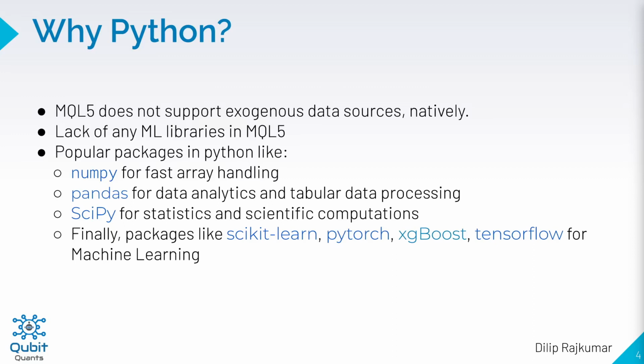Python is a popular package and has a vast array of libraries that make it a perfect choice for algorithmic trading, such as we have NumPy, which is built on C++ for fast array handling. Likewise, Pandas, especially designed for data analytics and tabular data processing. We have SciPy for statistical and scientific computations. And lastly, we have packages like scikit-learn, PyTorch, XGBoost, and TensorFlow for machine learning. So these are just some of the few reasons why we decided that Python was the go-to language of choice for building any algorithmic trading bot.